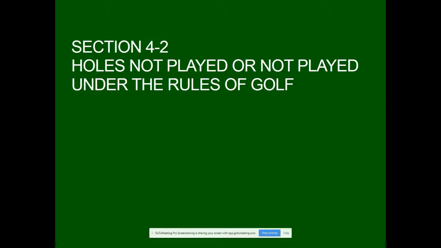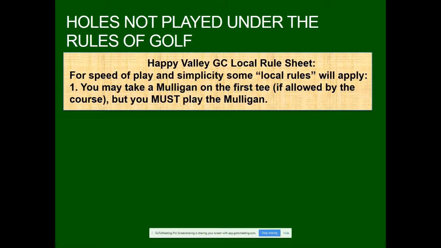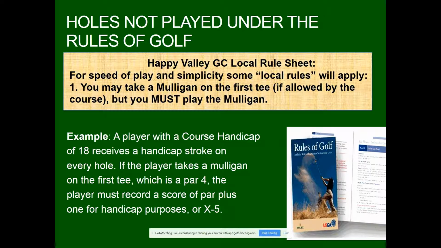All right, section 4-2, holes not played or not played under the rules of golf. So if you tee off and then decide, oh, that wasn't really good, I'm going to hit a mulligan, technically, you have not played that hole under the rules of golf. In this situation, you would take par plus any strokes you received on the hole and mark it as an X. In this case, if it was a par 4 and you got 1 stroke on that hole, you would simply mark X5.